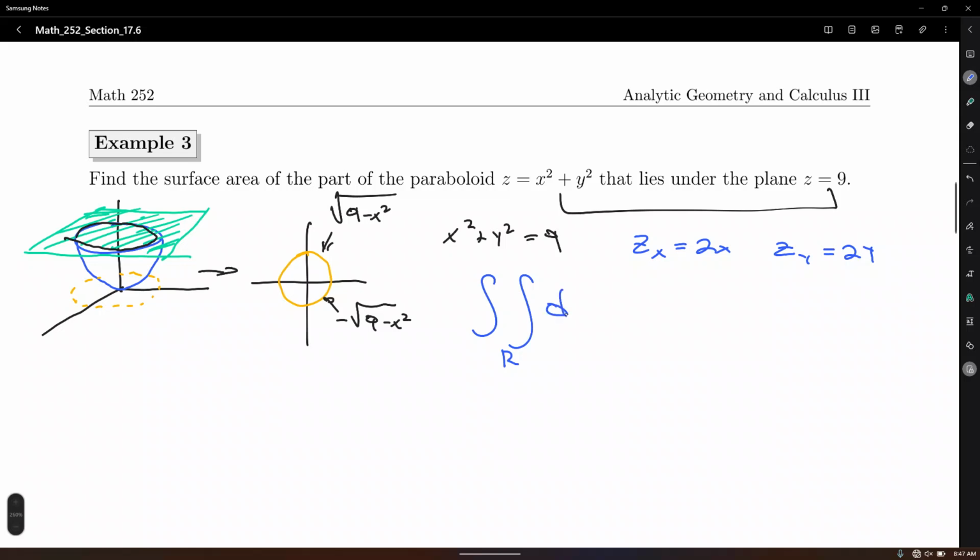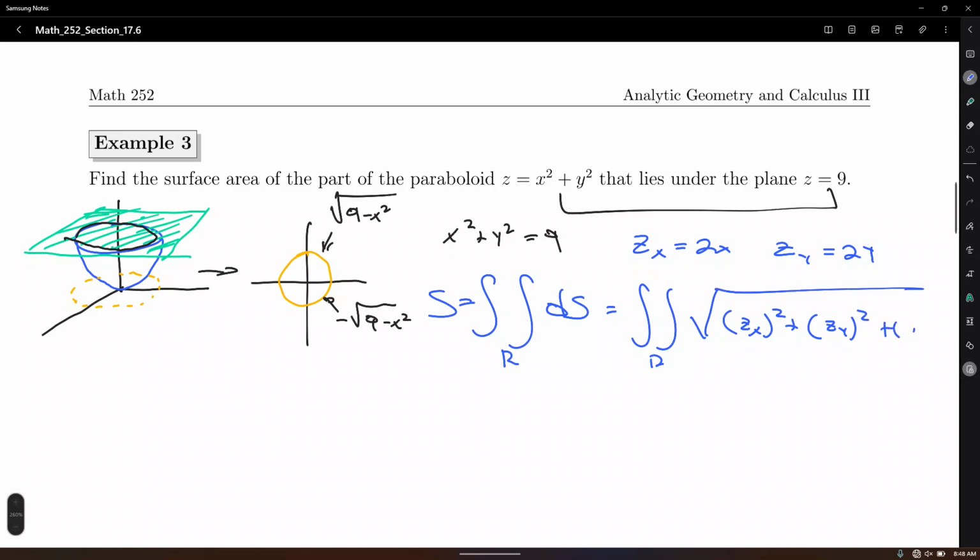That is dS, equal to S. That's the integral of the square root of z with respect to x squared plus z with respect to y squared plus 1 dA. Alright, do you want to write an integral in rectangular coordinates? I don't think you want to do that, right? Because, okay, let me keep writing the integral without iterating anything.